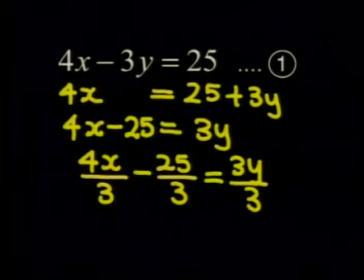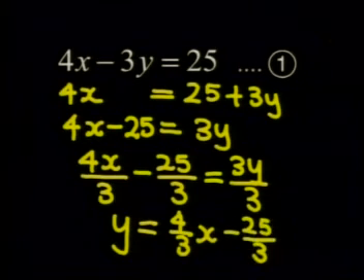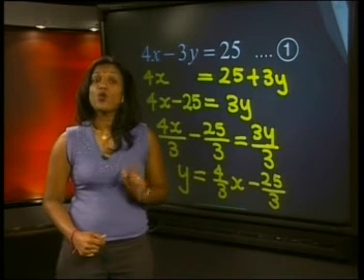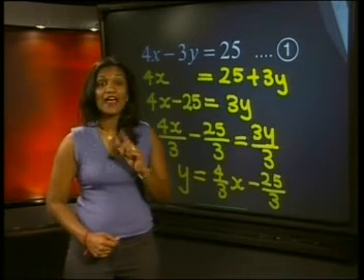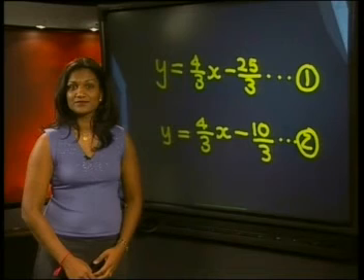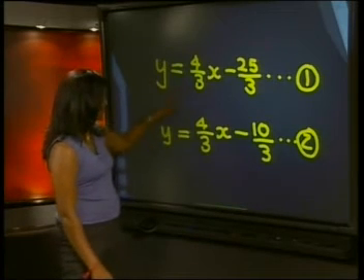Now, I've identified the gradient as 4 divided by 3. I also rewrote the second equation in the form of y equals mx plus c. Have a look. I ended up with y is equal to 4/3 of x minus 10 divided by 3. So what's the gradient of the graph of this line? It is also 4/3. Hey, what do you know? Both gradients are equal to 4/3.